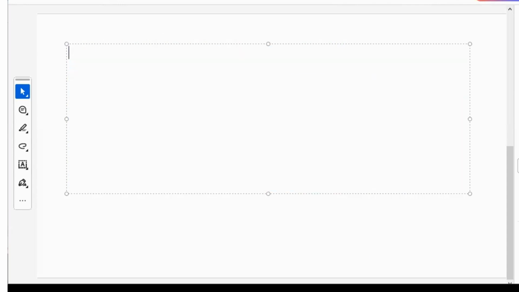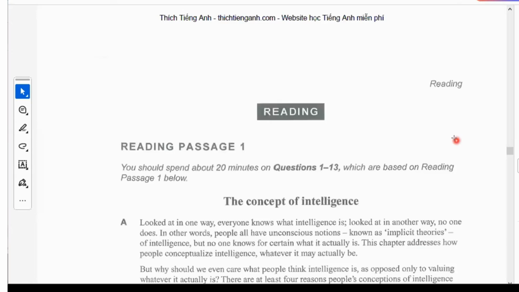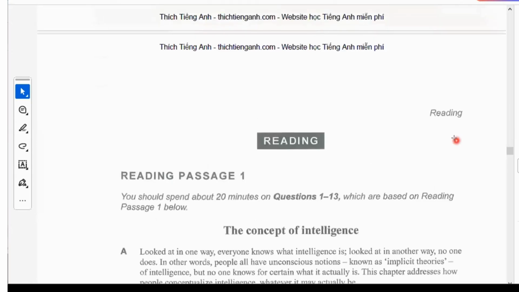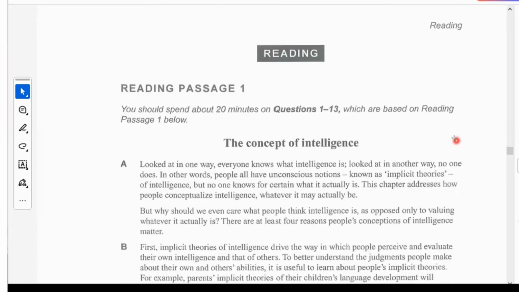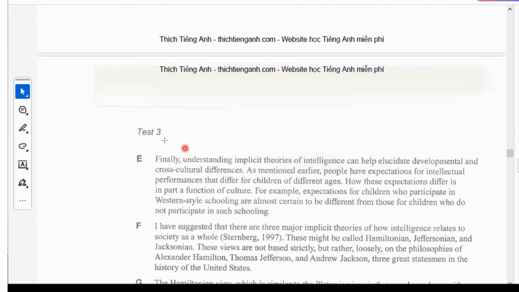Now, let's go to the passage. Let's go to our passage. So like I said, we're going to be treating Cambridge IELTS 14 academic. So this is Cambridge IELTS 14, academic test 3. You can see test 3 here.